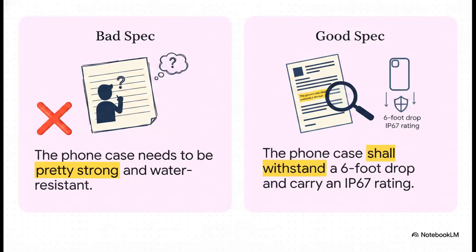Let's actually look at a before and after to see how these words totally transform a vague idea. We start with some casual language. The phone case needs to be pretty strong, water-resistant, and come in a few colors. I mean, that is absurdly vague. What exactly is pretty strong?